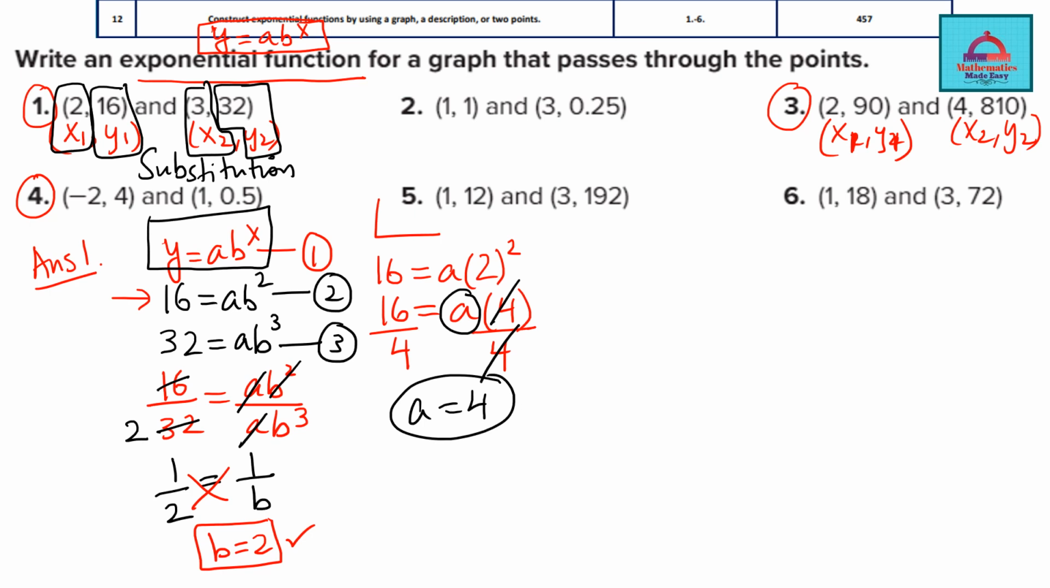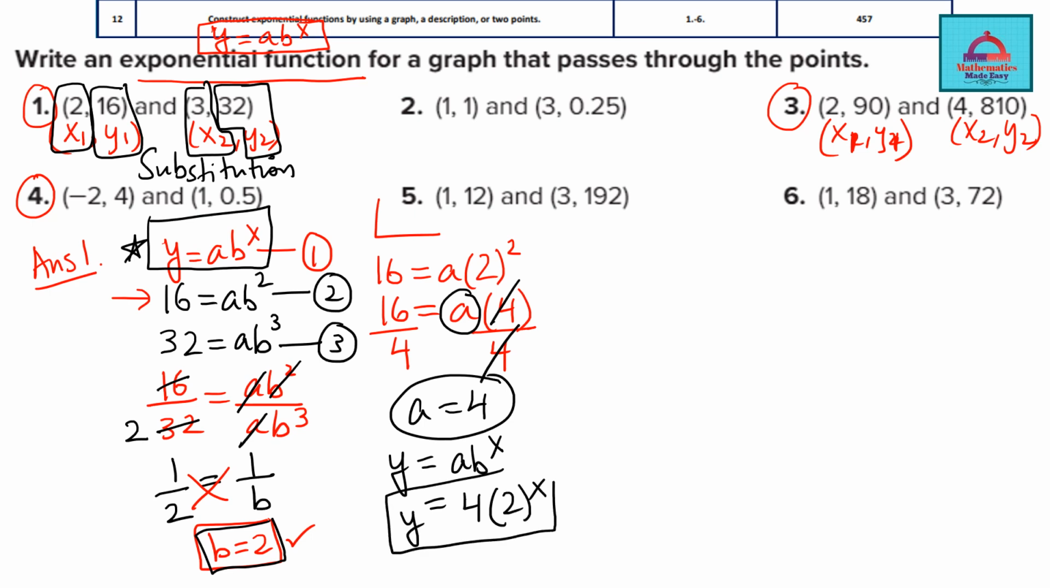So we have got the value of both variables a and b, and after we get the value of the two variables a and b, we are going to put them in this first equation, the only equation which we are using, y equal to ab to the power x. So a is 4, b is 2. Your answer for this question is y equal to 4 multiplied with 2 to the power x. This is the final answer, and that's your exponential function for question 1. I hope you have understood the method.